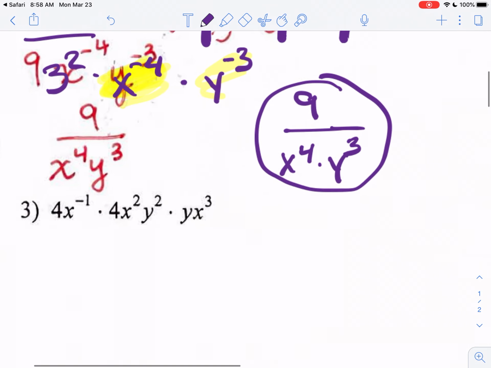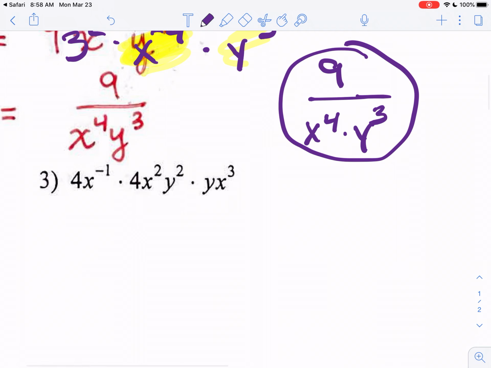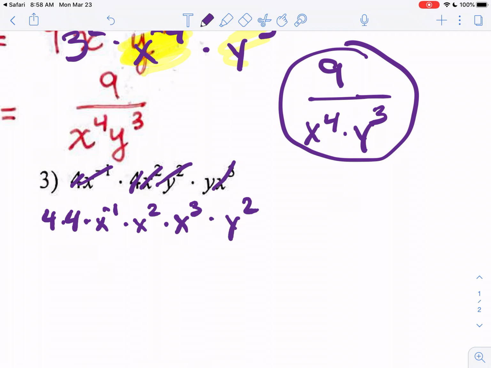Okay, number 3. Again, same thing. First, we're going to reorganize. I did not cross things off on the last one because it didn't look very confusing. This one looks substantially more confusing, so I'm going to make sure I cross things off. So 4 times 4 times x to the negative 1 times x squared times x cubed times y squared times y.